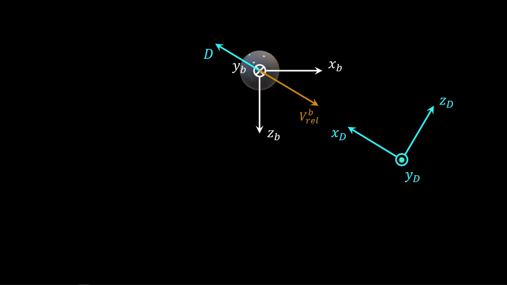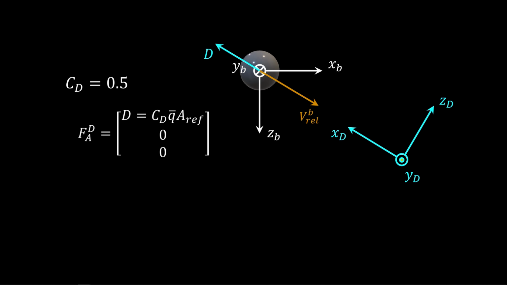We need to quantify the drag force acting on the sphere. Here, we simply set the drag coefficient to 0.5. No other forces act on the sphere in this aerodynamic model. Our force vector then has only one non-zero component, the drag force. But when resolved in the body coordinate system, of course, all three elements of the force vector could be non-zero.